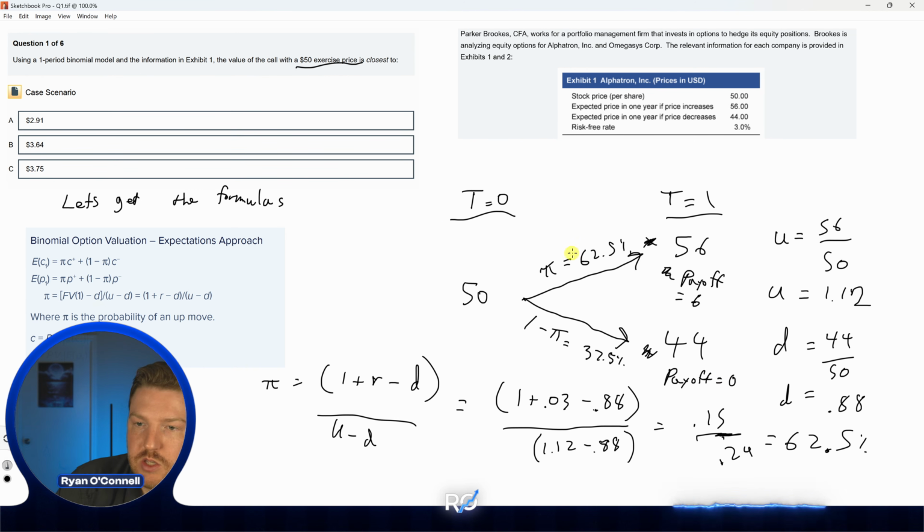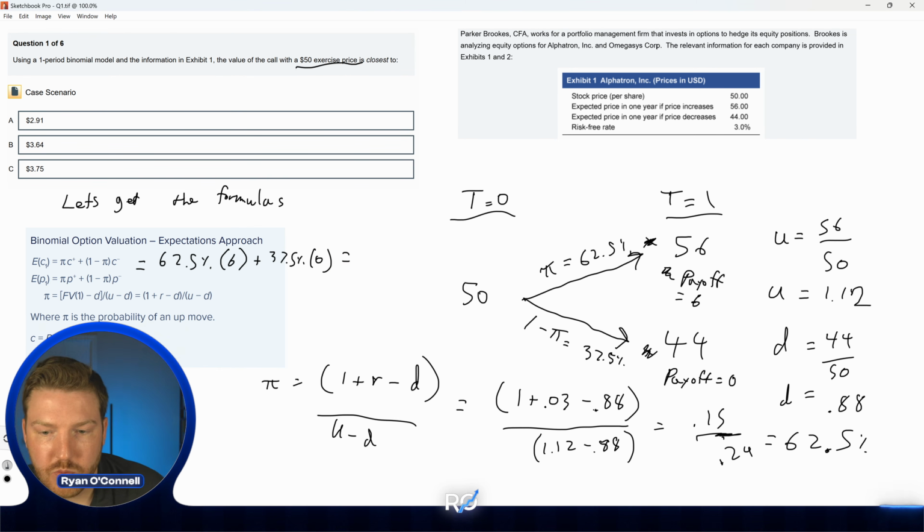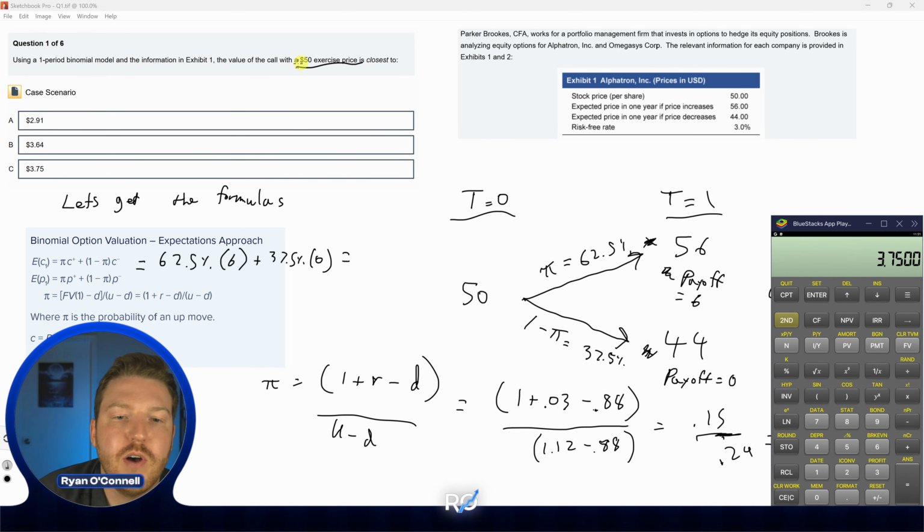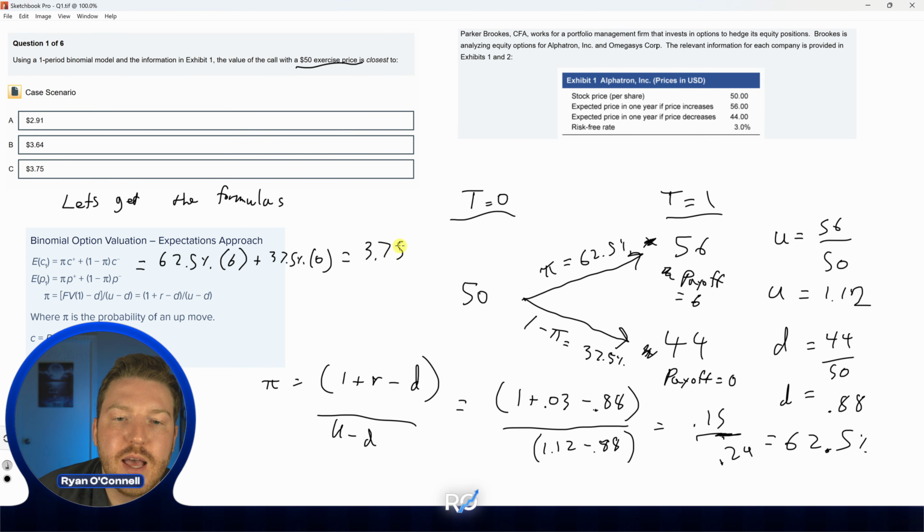So now we need to multiply these probabilities by the payoffs, not the actual stock price. That was my mistake. So let's do 62.5% probability of a $6 payoff plus the 37.5% probability of a $0 payoff of those call options. It's going to be 6 times 0.625, which is equal to 3.75. That's our expected value on this call 1 year from today.